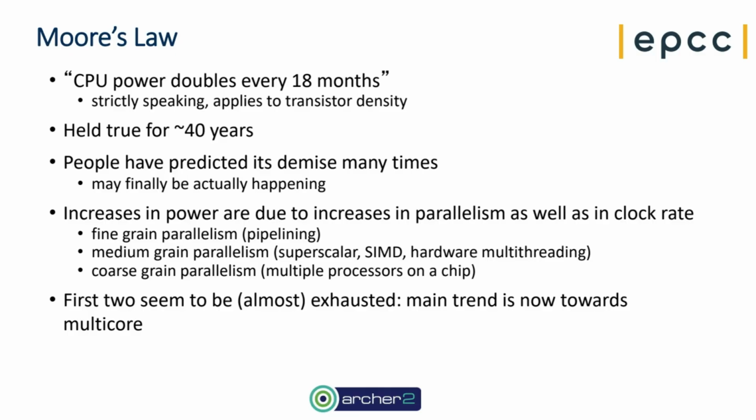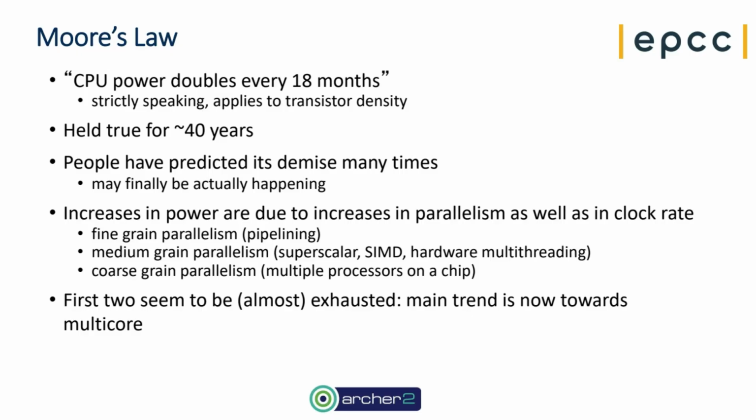And that consists of parallelism at various different levels. There's some very fine-grained parallelism, which is pipelining, basically within instructions. There is some medium-grained parallelism, which we'll talk about a bit more: superscalar issue, SIMD or vectorization, and hardware multi-threading. And then there's coarse-grained parallelism, which is basically having multiple processors, multiple cores on a chip.